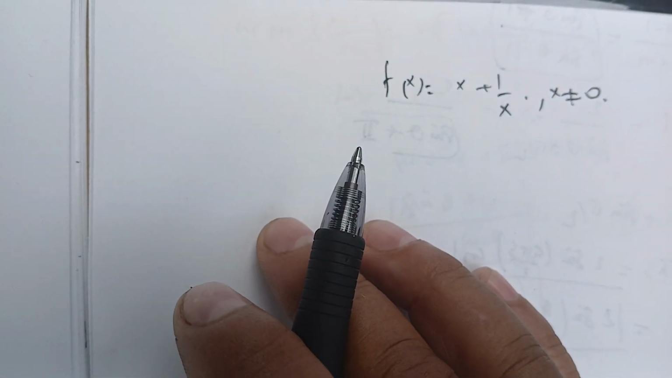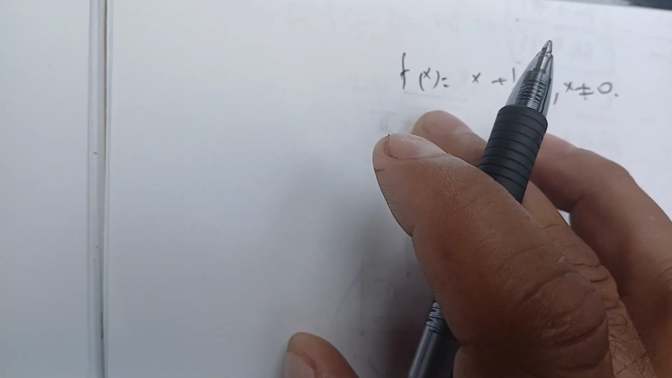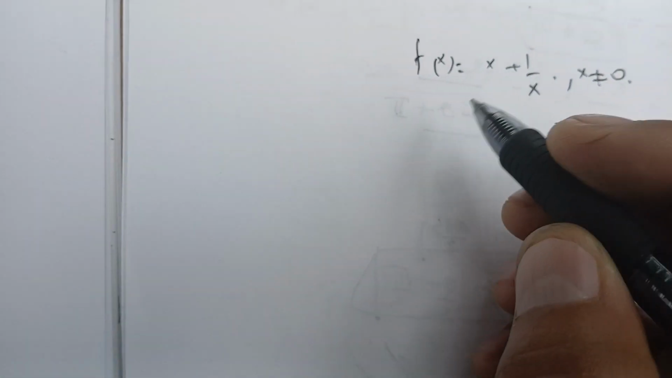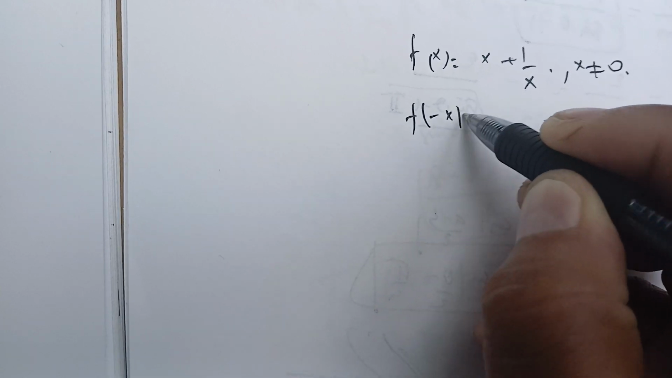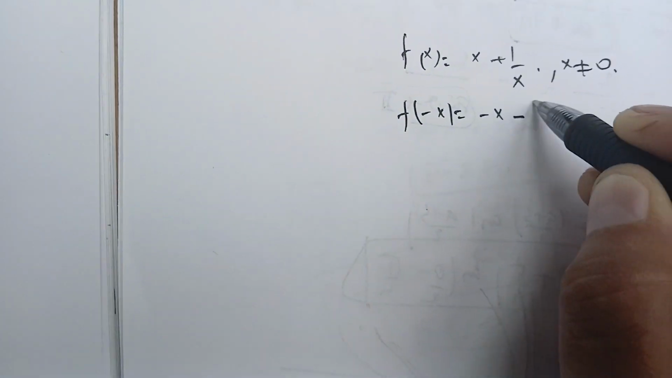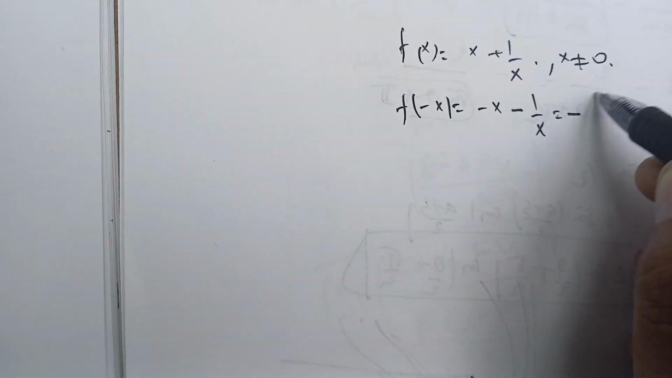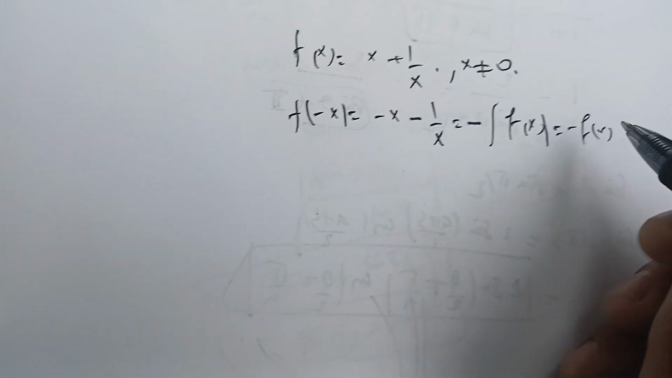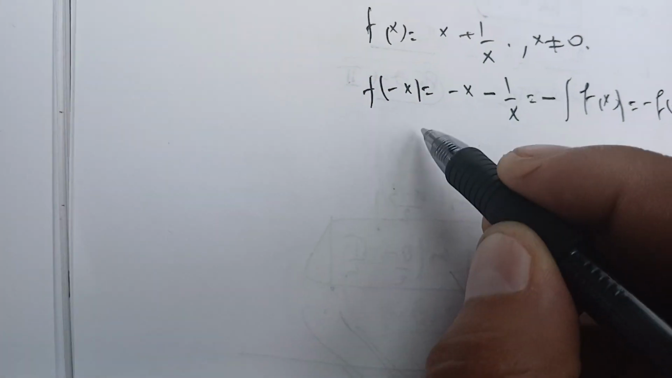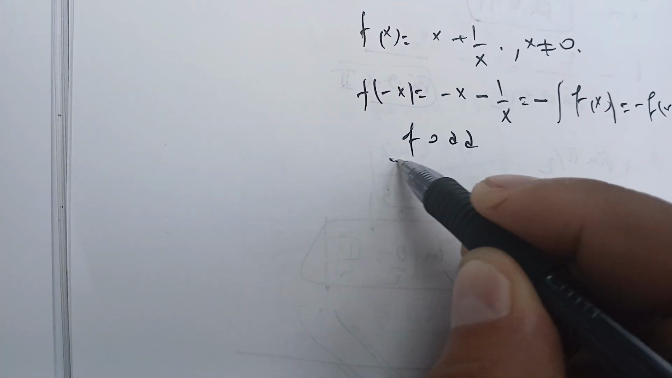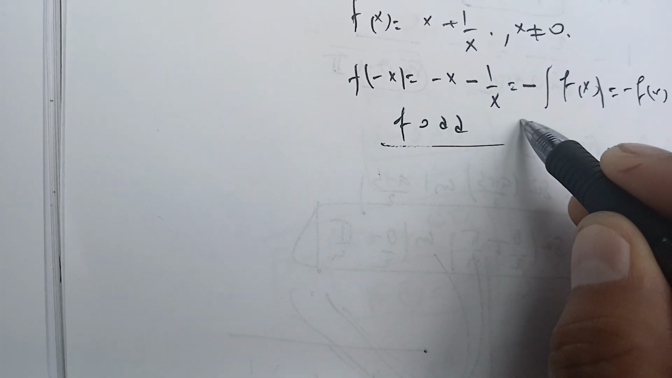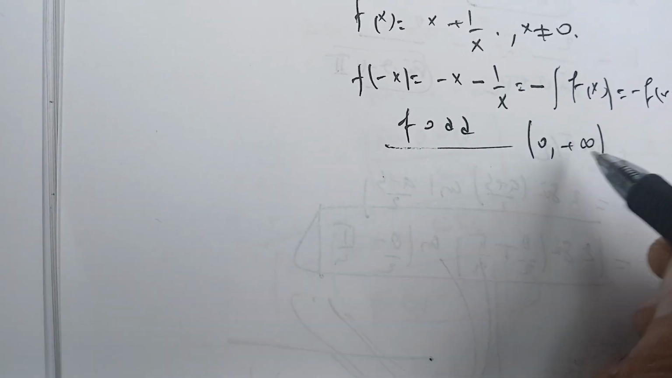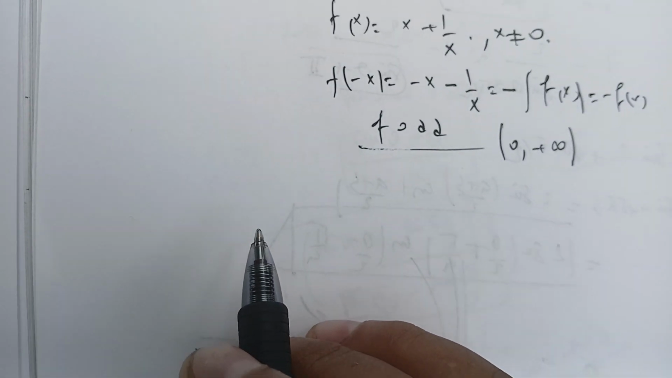Okay, and the first thing that we need to notice is that if we compute f of minus x, we get minus x minus 1 over x, which is minus f of x. That means minus f of x, and this shows that f is odd. So here we just study the function on this interval, 0 plus infinity.